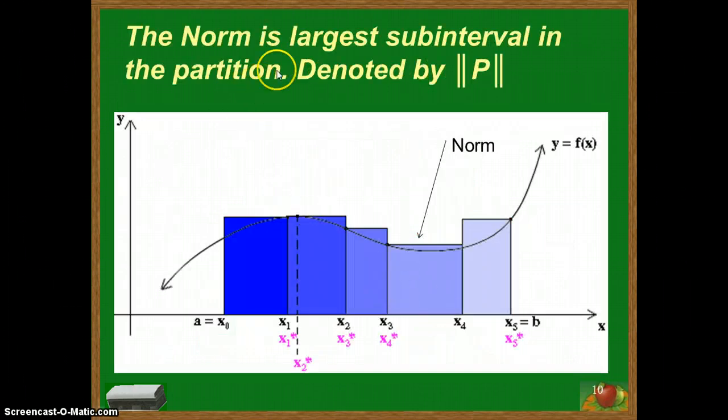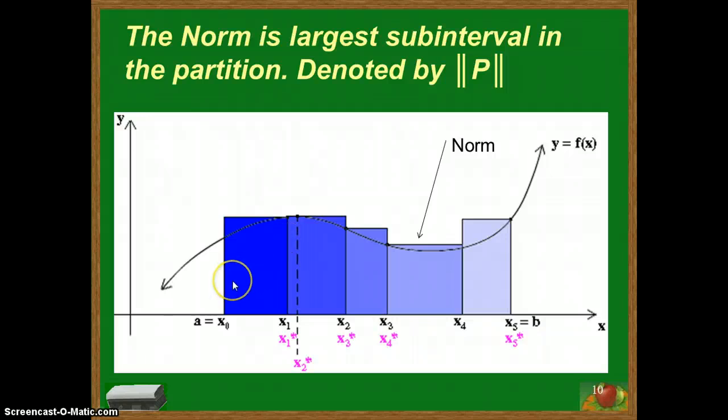The norm. Other than being a character in Cheers, and you guys are too young to know that as a joke, the norm is the largest subinterval in the partition, denoted by the symbol, P, with two double vertical lines. Okay, what does that mean?